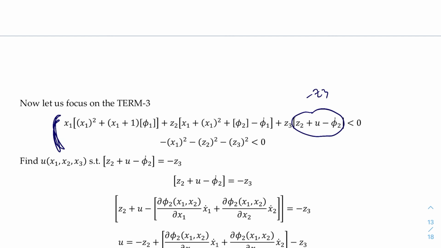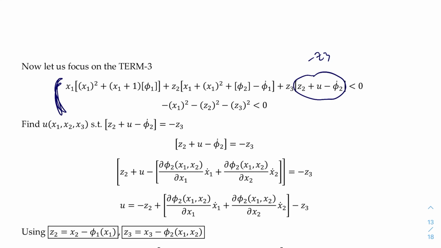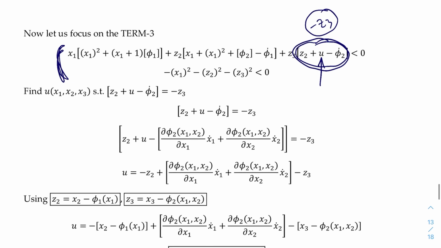So let's move on, and here this is the v dot expression. We want this to be minus z3, right? Just the same expression, isolate u such that this expression is equal to minus z3. There is phi2 dot, and we know what phi2 dot is, however it will be really long. Knowing it doesn't mean that it is not long, it is extremely long.